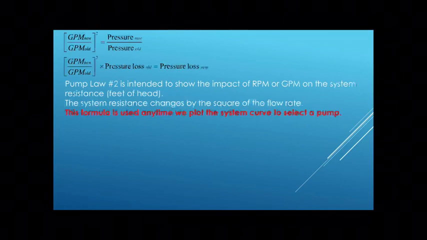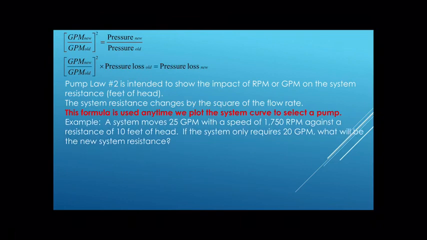So what do you say we take a look at the second pump law? The second pump law is what we're going to use to identify what the resistance is going to be when we have the original flow rate that we were dealing with of, let's say, 20 GPM or 25 gallons a minute.